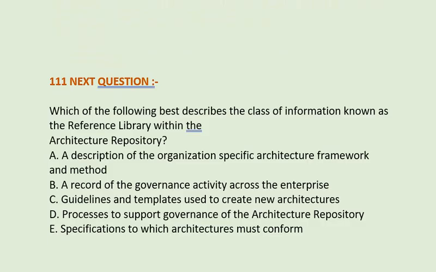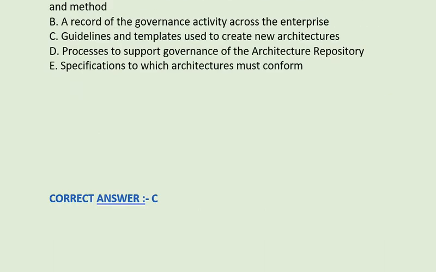Question is, which of the following best describes the class of information known as the reference library within the architecture repository? Option A, a description of the organization-specific architecture framework and method. Option B, a record of the governance activity across the enterprise. Option C, guidelines and templates used to create new architectures. Option D, processes to support governance of the architecture repository. Option E, specification to which architectures must conform. Correct answer is option C.